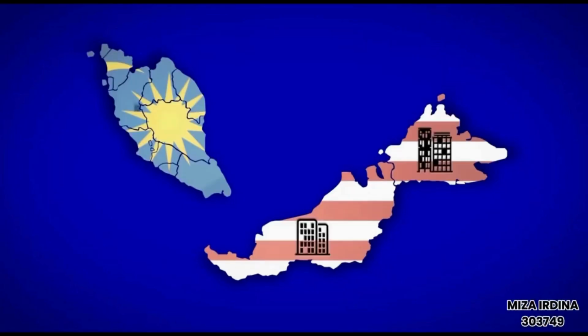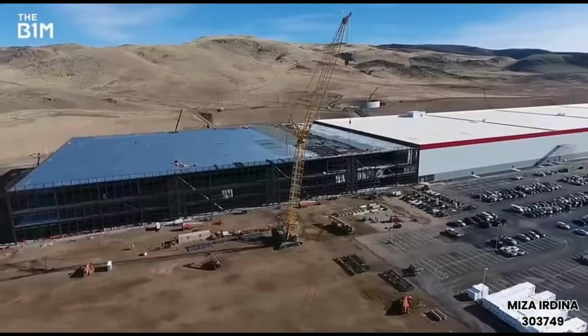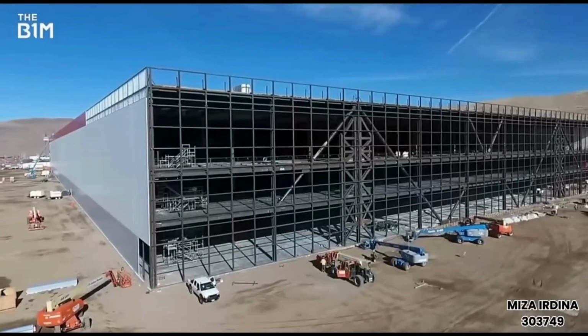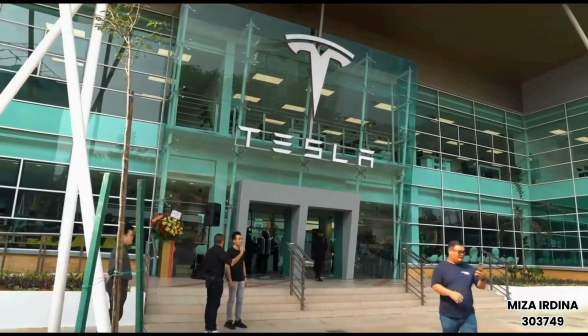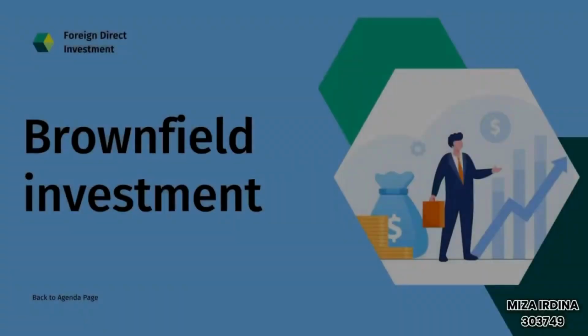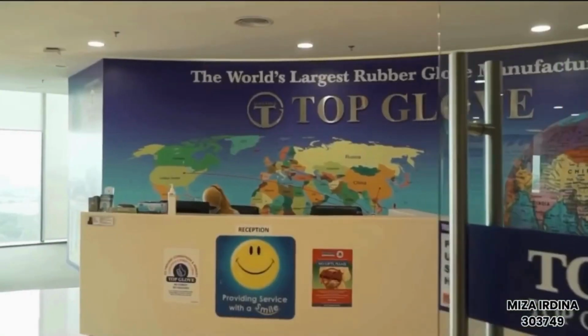Let's move on to FDI's prime types and implication upon Malaysia. First, greenfield investment is when a foreign company builds a factory from scratch. Tesla is a wonderful example as it had an office center and service center built in Selangor. Second is brownfield investment where a foreign investor buys out or simply works in cooperation with an already existing Malaysian company such as Genting Plantation and South Bluff.